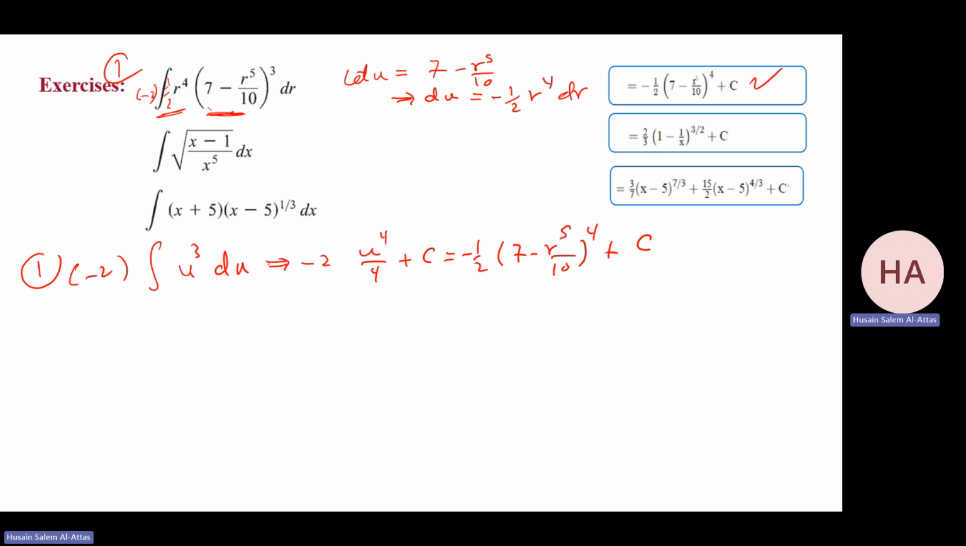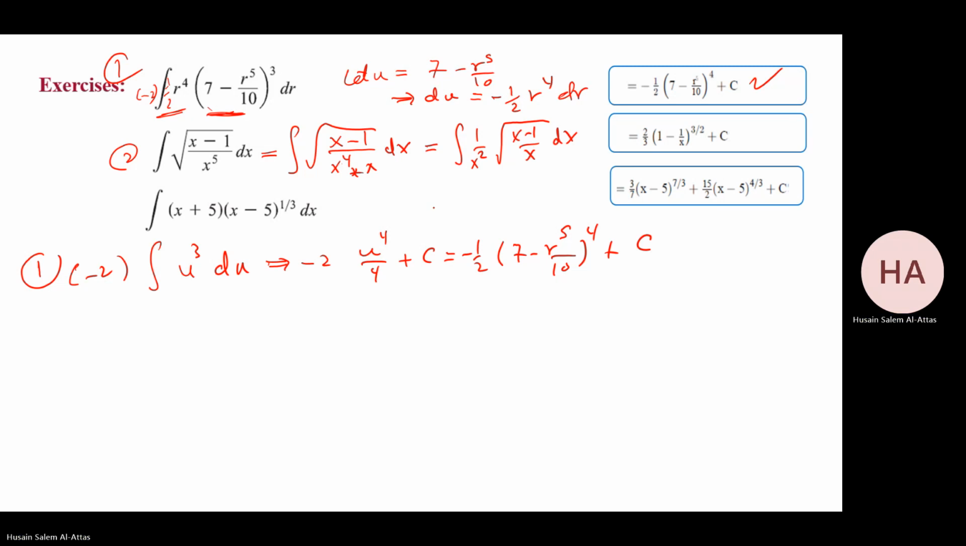Okay, second one, this is a tricky one. You need first to simplify it. And you notice, I can rewrite it as x, don't forget that. I can write it as square root x minus 1, x to the power 4 times x dx. This x to the power 4 will go out as 1 over x squared, square root x minus 1 over x.